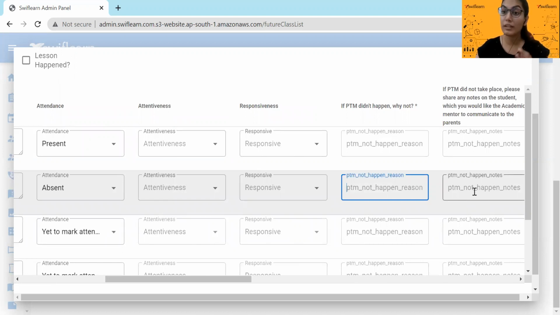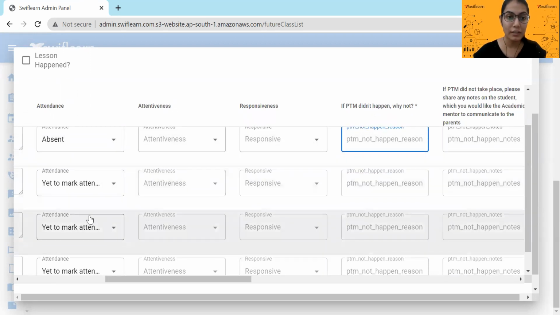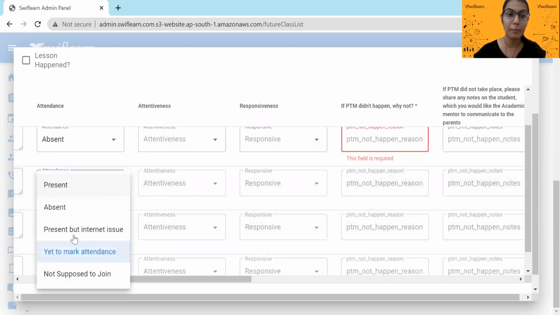But on the contrary, we do want to give some constructive criticism. For example, if you feel the student isn't doing enough homework or is not very regular to classes, kindly note that down here as well, so that we can communicate the same to the parent and they can take the correct action here.